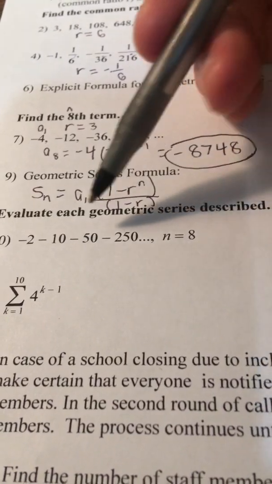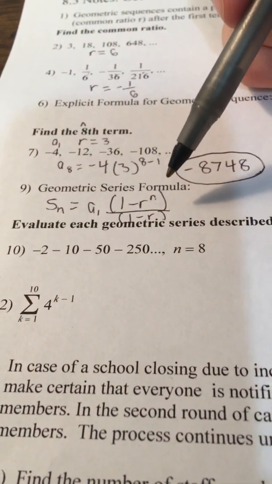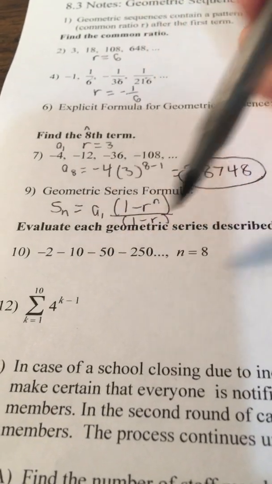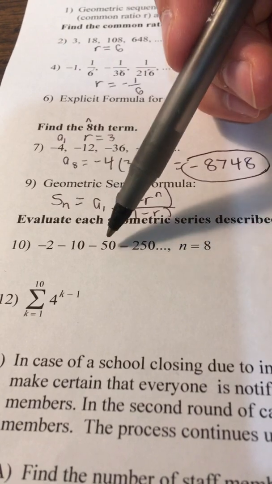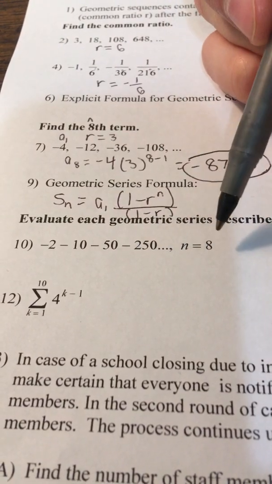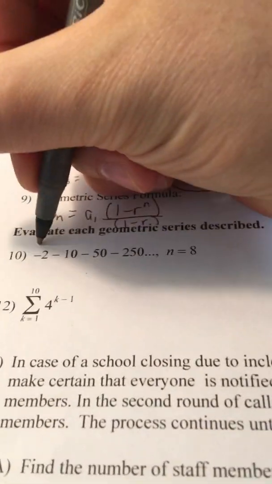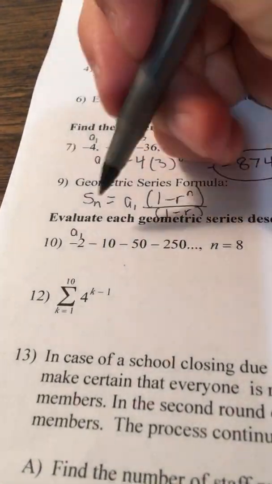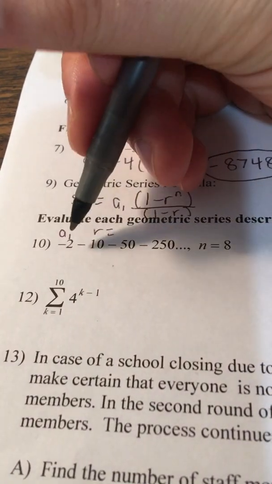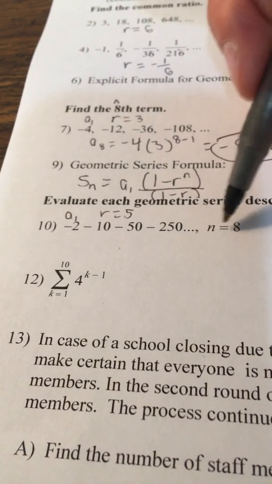The trickiest part of these whole problems with the geometric series is just making sure you type it in the calculator correctly. All right, so if you look at number 10, I want the series. I want to know negative 2 plus negative 10 plus negative 50 plus negative 250 all the way to 8 terms. All right, so here's A1. It's negative 2. What's r in this problem? It's multiplying by 5. R equals 5. And then they told us n is 8.